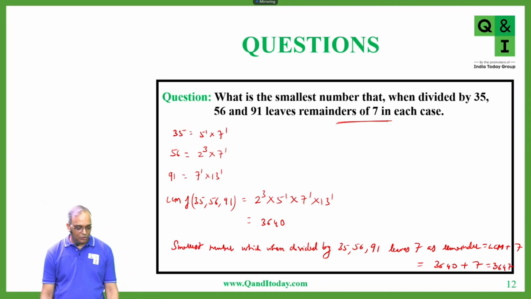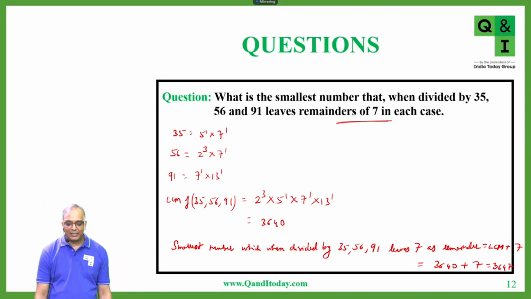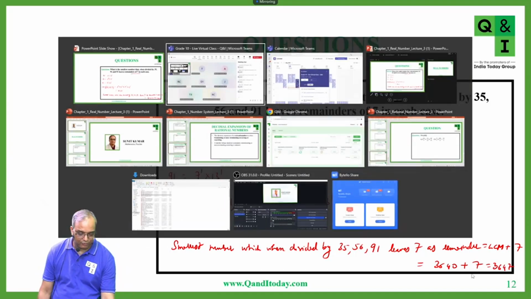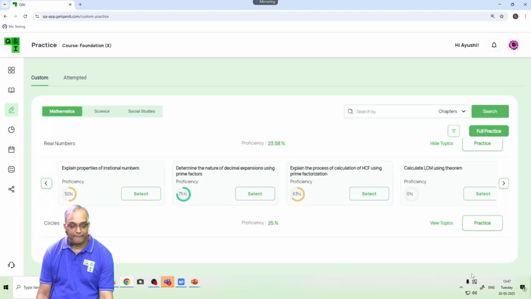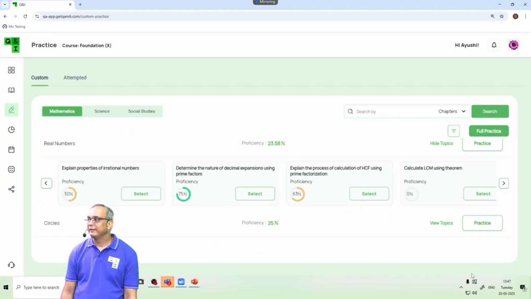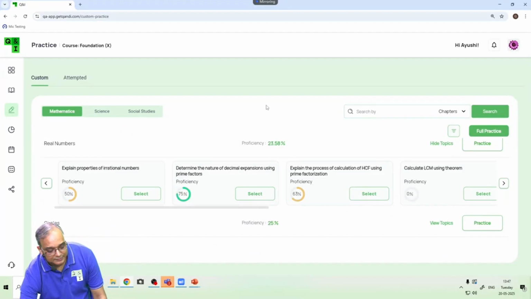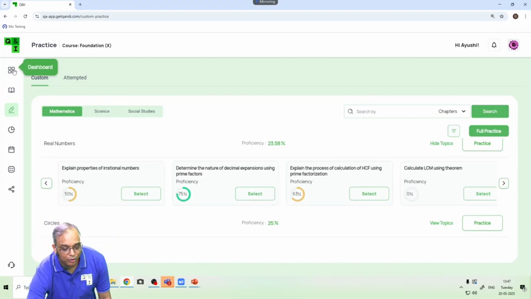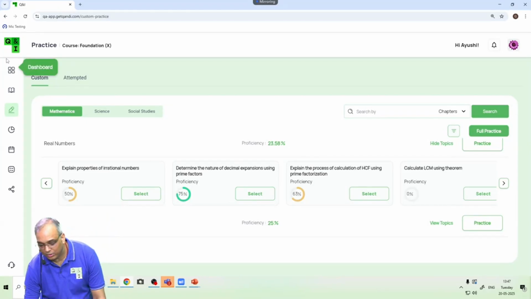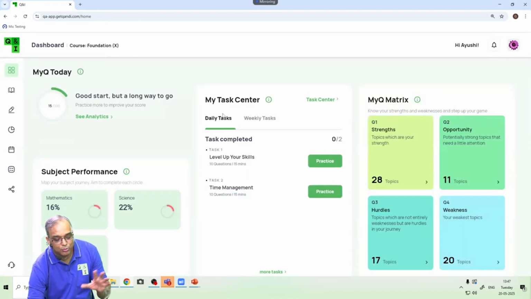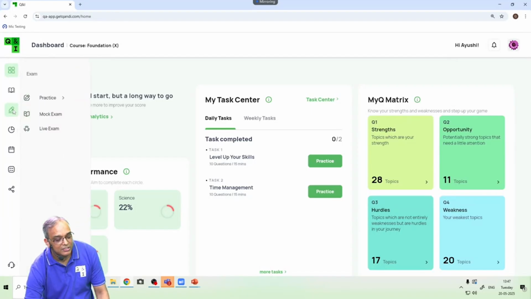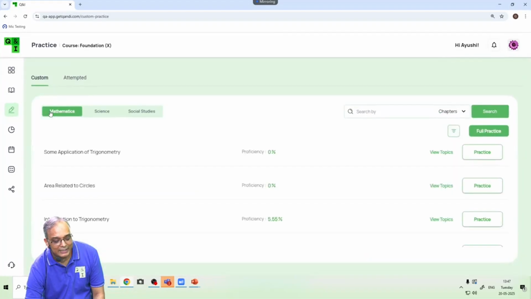Okay. Now students, what I'll do is I'll quickly take you to the platform so that you understand how to practice on the platform. Okay. So you can see here, students. When you log in on the platform, you have to go to the dashboard. So the dashboard will open for you when you log in. Once you have reached the dashboard, you have to click on the assessment, which is on the left side. Go on practice and click custom practice here.